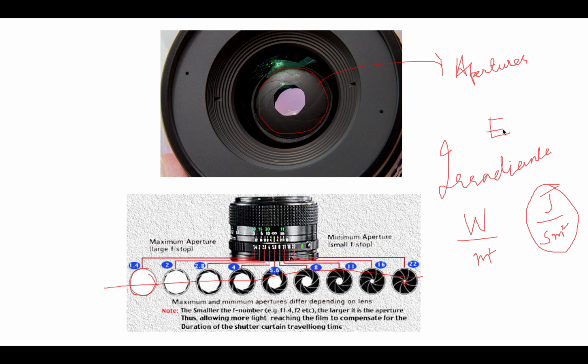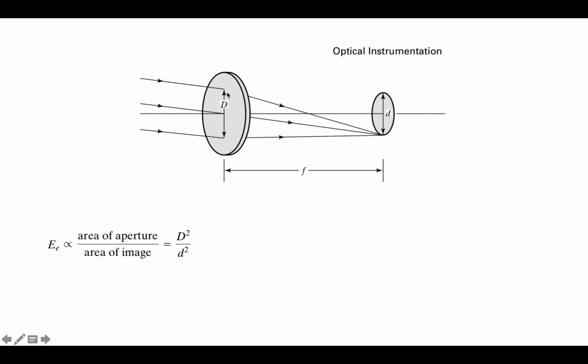Okay. So now, if I have an aperture of diameter d, then the light that is going through this aperture is obviously proportional to the area of this aperture. If it is wider, then more light goes in. If it's narrower, less light goes in. So irradiance E is proportional to the area of the aperture. So we write d square, and it is inversely proportional to the area of the image. And so we have d square here, that is the area of the image, right?